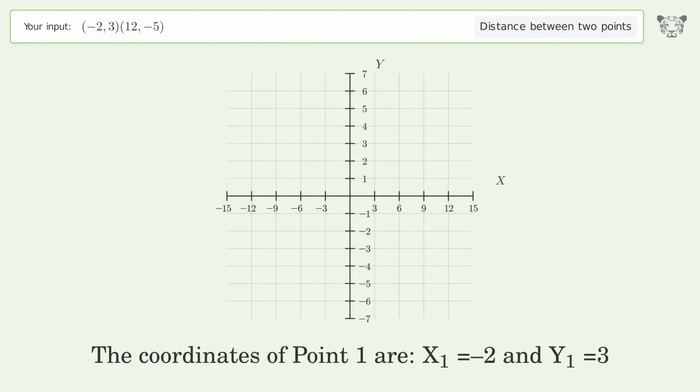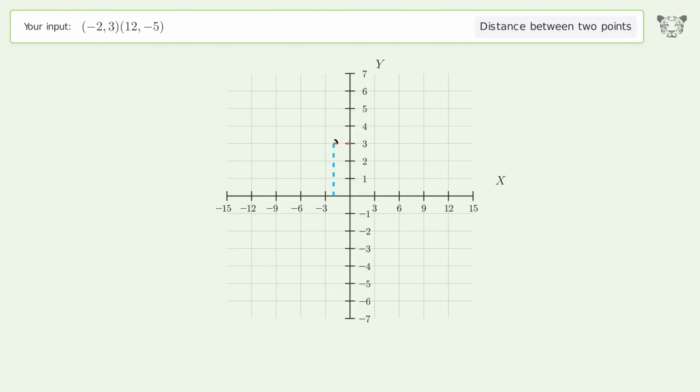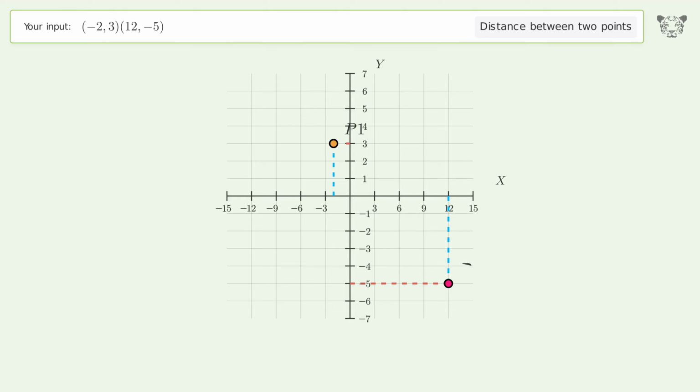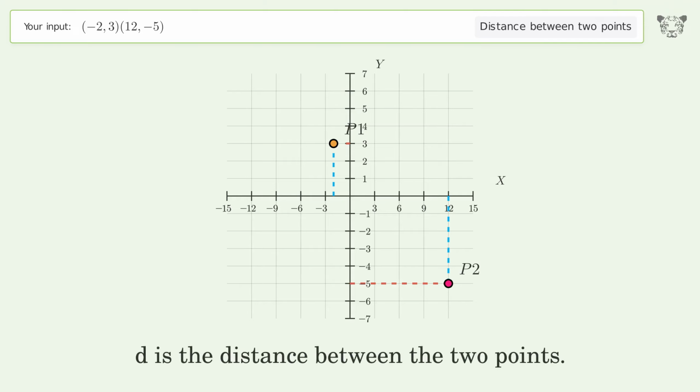The coordinates of point 1 are, x1 equals -2 and y1 equals 3. The coordinates of point 2 are, x2 equals 12 and y2 equals -5. D is the distance between the 2 points.